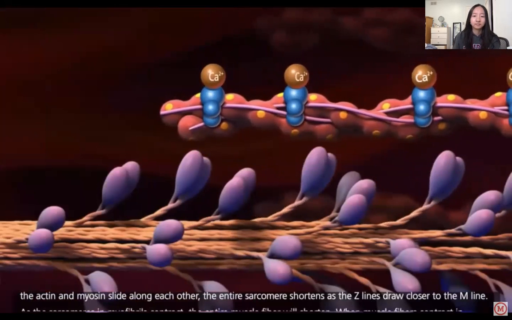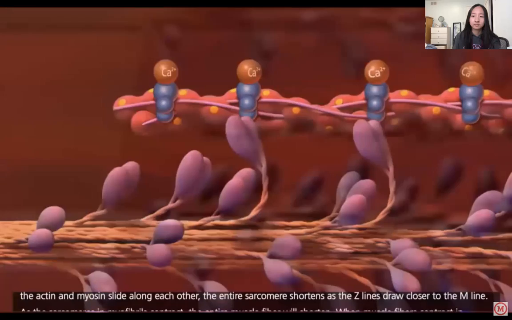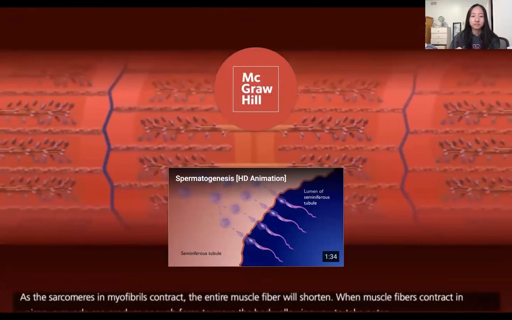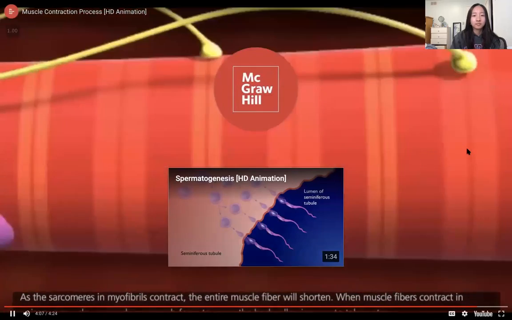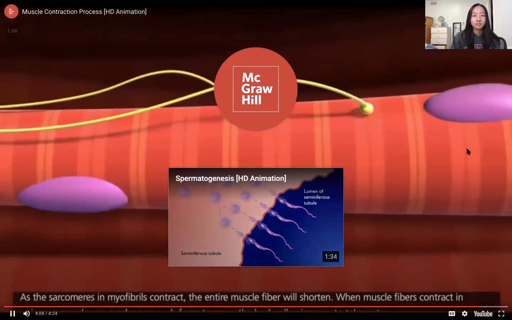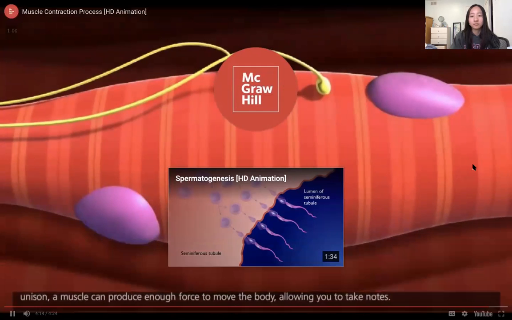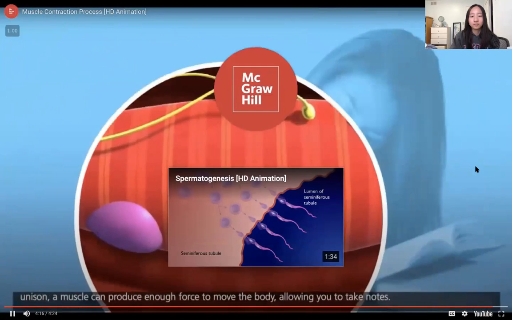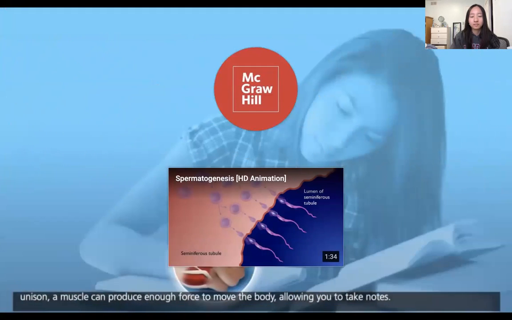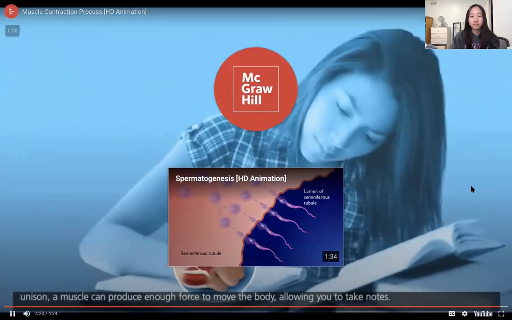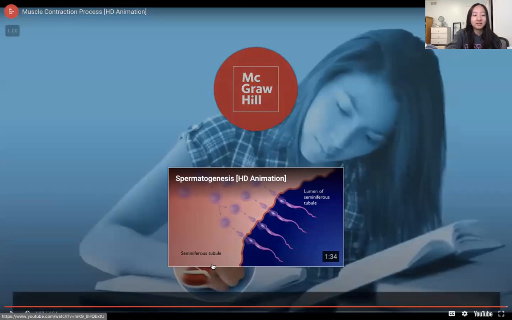As the actin and myosin slide along each other, the entire sarcomere shortens as the Z lines draw closer to the M line. As the sarcomeres in myofibrils contract, the entire muscle fiber will shorten. When muscle fibers contract in unison, a muscle can produce enough force to move the body, allowing you to take notes. Okay, so I hope that made it a little bit clearer how the sliding filament model works.